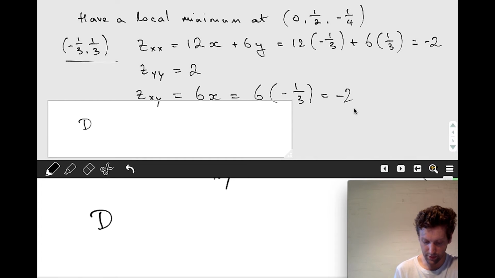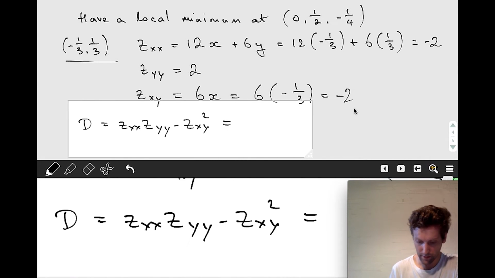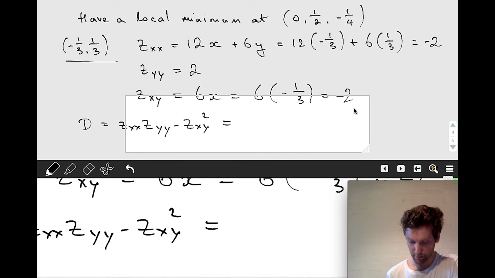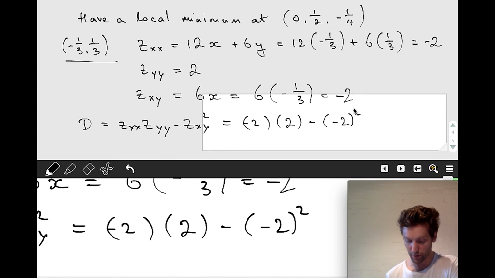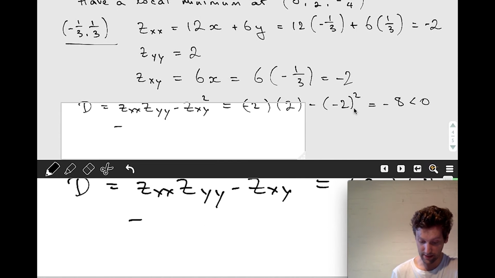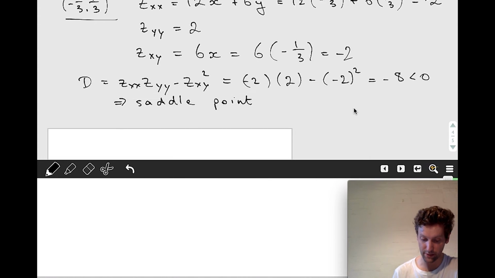So D was equal to zxx zyy minus zxy squared. So zxx was minus 2, zyy was 2, and we've got minus 2 squared. So that's equal to minus 4 minus 4, which is equal to minus 8. That's less than 0, which implies that this thing is a saddle point. I don't need any more information. If D is less than 0, I know I'm dealing with a saddle point.